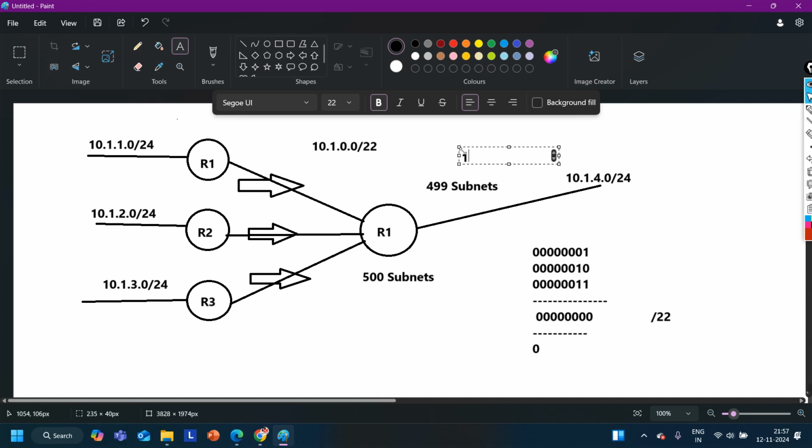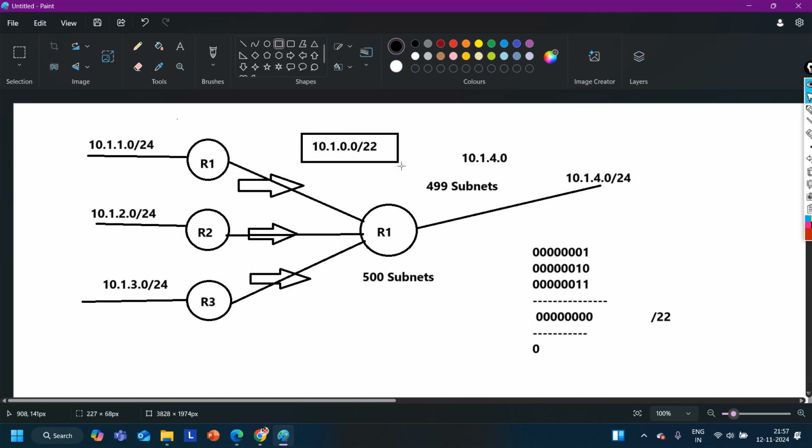Right? This is the summary address of these three subnets only. If I have another subnet here, 10.1.4.0, this subnet is not part of this summary address. No, this is not part of this summary address. If you convert it into binary, then what will the binary be here?